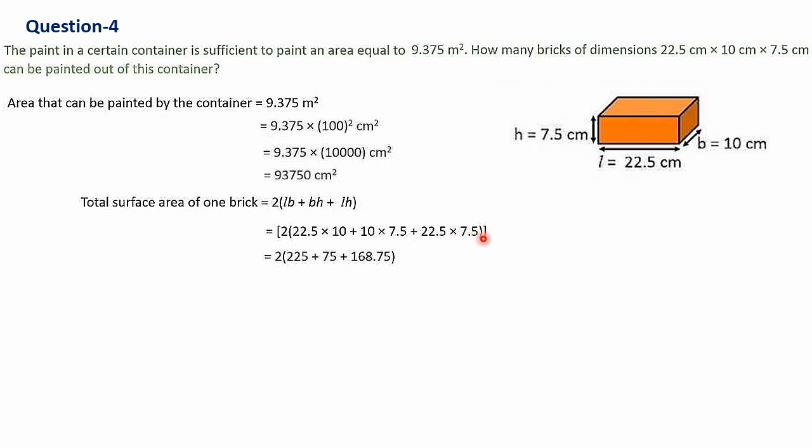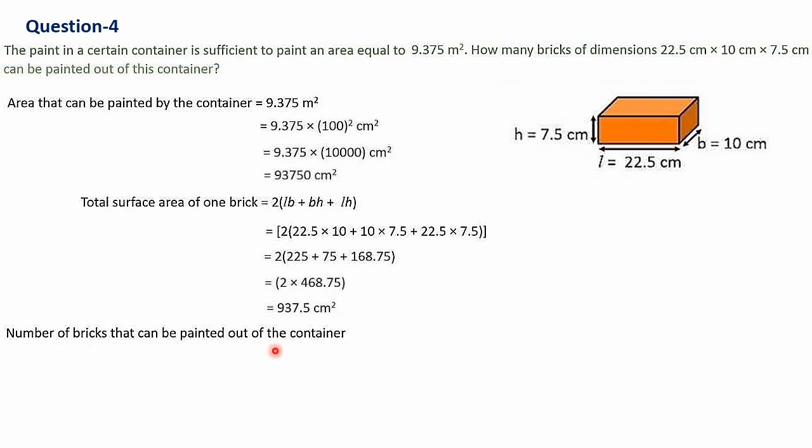Do the multiplication on the right side. Then when you add this, you will get 2 into 468.75. When you multiply it, you will get 937.5 centimeter square. Once again, please do not copy this one, just do the calculation on the right side. So number of bricks that can be painted out of the container. That is what the question asks. How many bricks can be painted?